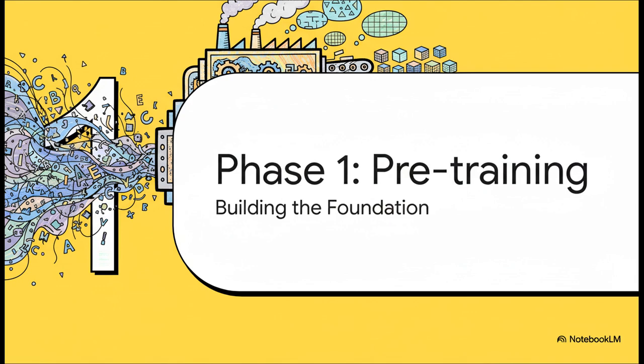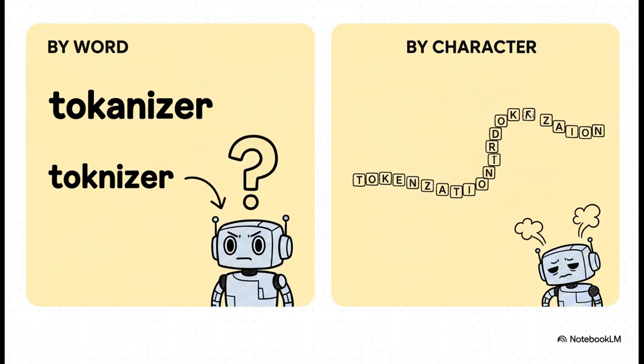Okay, so let's get into the first major phase, pre-training. The best way to think about this is like we're sending the model to the world's largest, messiest library to read literally everything ever written. The goal? To learn the fundamental patterns of human language. But right away, you hit a really basic problem. How do you even feed text into a machine?